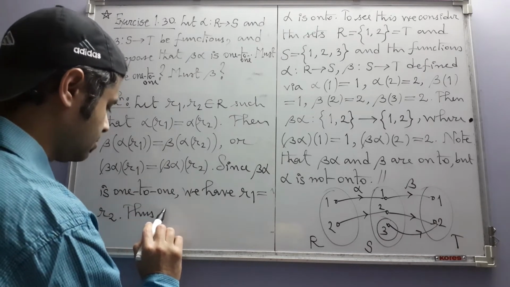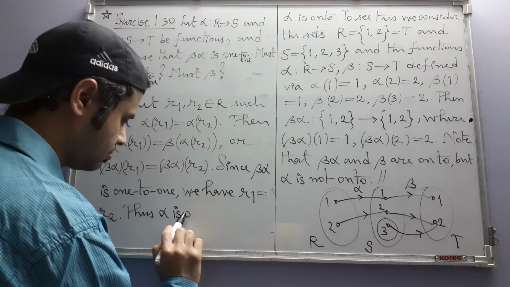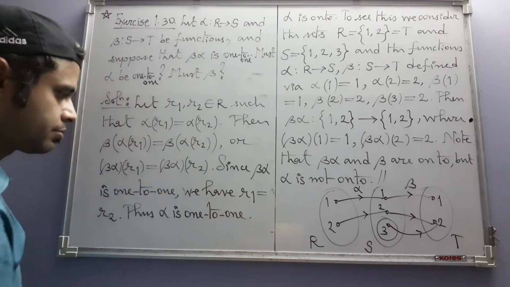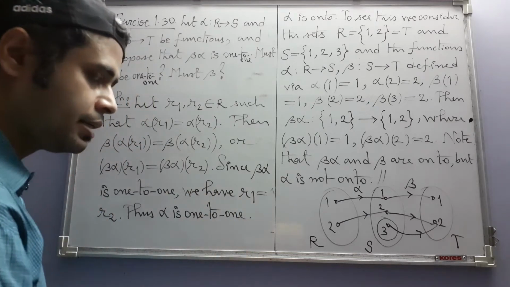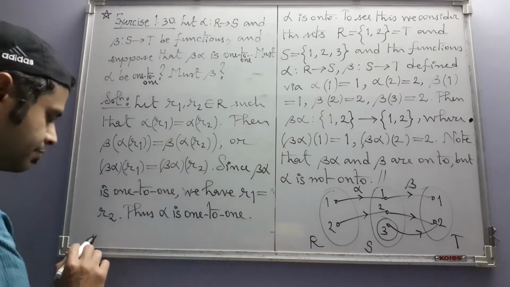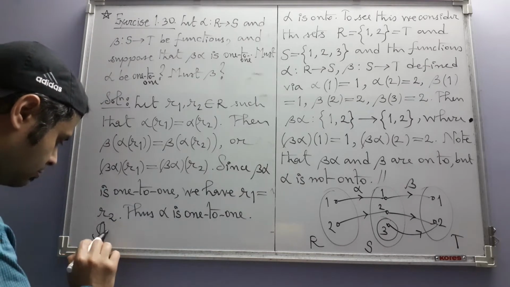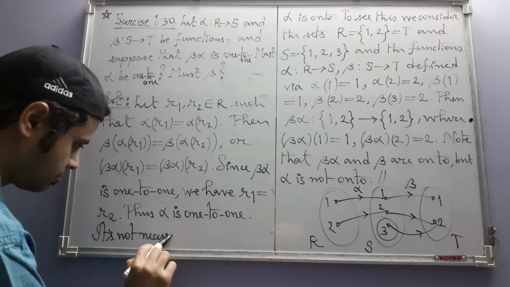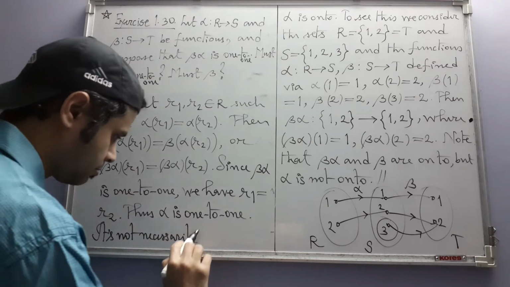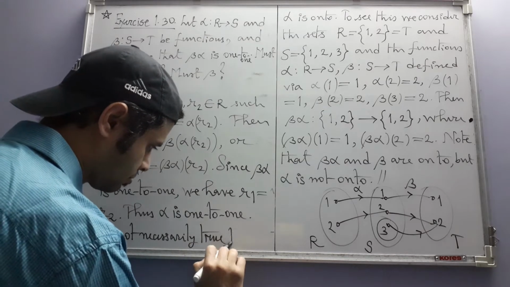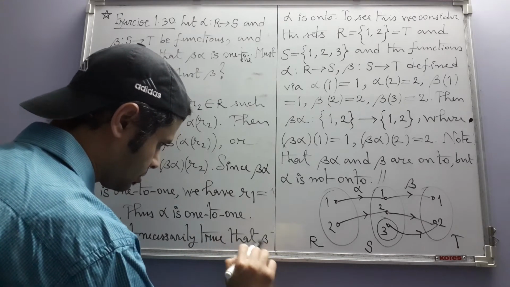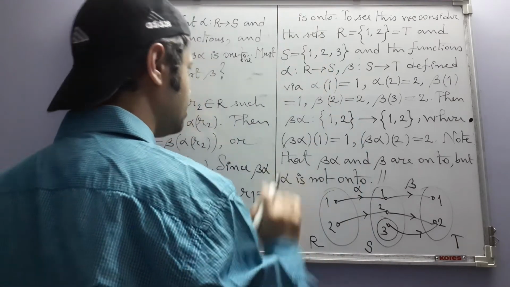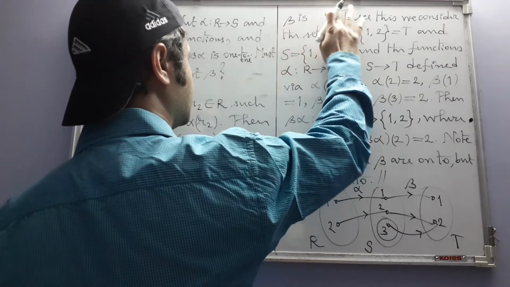Thus alpha is 1 to 1. However, beta is not necessarily 1 to 1. It's not necessarily true that beta is 1 to 1.